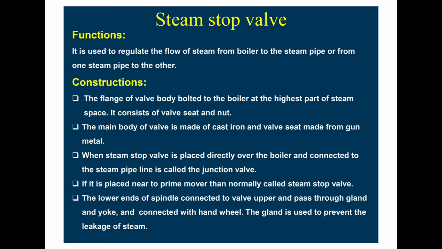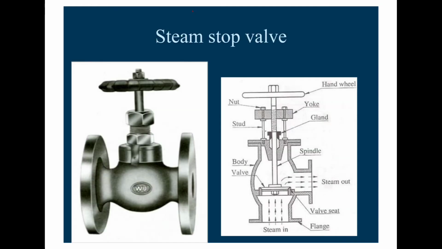The lower end of the spindle is connected to the valve's upper end, and passes through the gland and yoke and is connected with the hand wheel. The gland is used to prevent the leakage of steam. This is the steam stop valve, where we can see the hand wheel, yoke, gland, spindle, body, valve, valve seat, flange, and steam in and out.